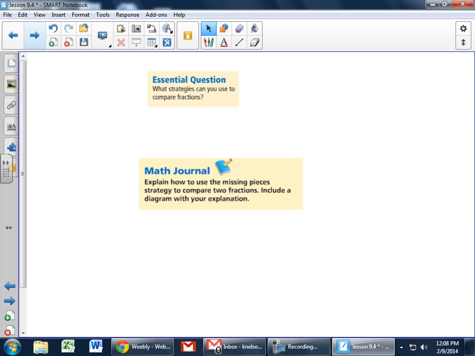So your essential question for today: these are the strategies you can use to compare fractions. Those are the 3 that we just worked with. And then your math journal question, explain how to use the missing pieces strategy to compare 2 fractions. That's what we just did with coloring them in and seeing what was missing. And include a diagram with your explanation, which means you are going to draw it out. Okay? So if you go back and review your journal entries from 9.1 to 9.4, make sure you review your vocabulary page that was at the beginning of the lesson with 9.1. It should still be in your big math book. That will help you be better prepared and ready for your mid-chapter checkpoint when it is assigned to you on the board.